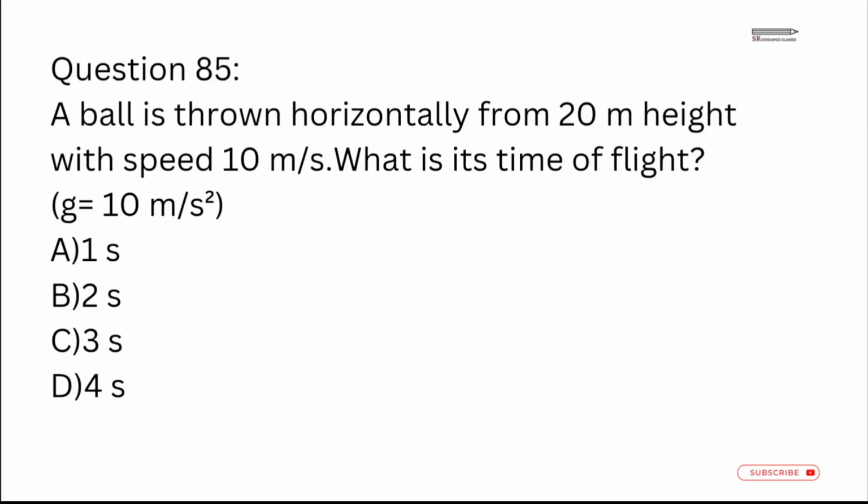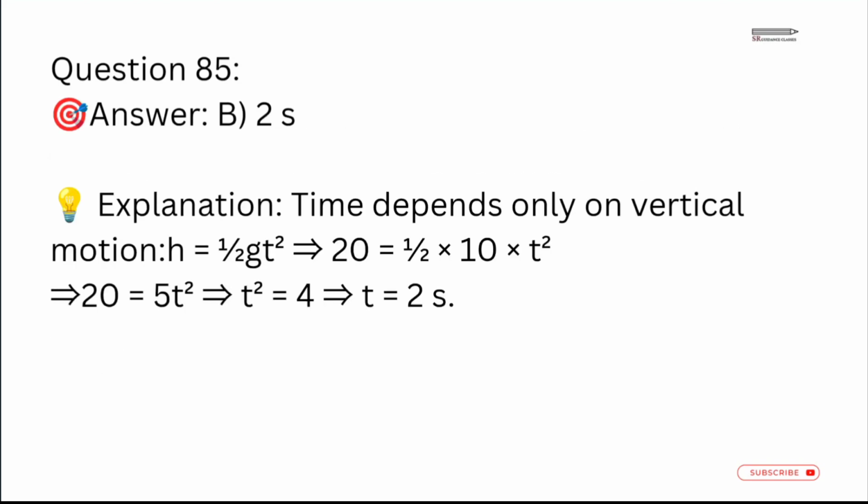A ball is thrown horizontally from 20 meter height with a speed of 10 meter per second. What is its time of flight? The answer is option B, 2 seconds.